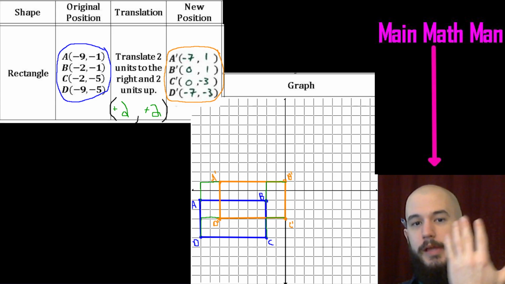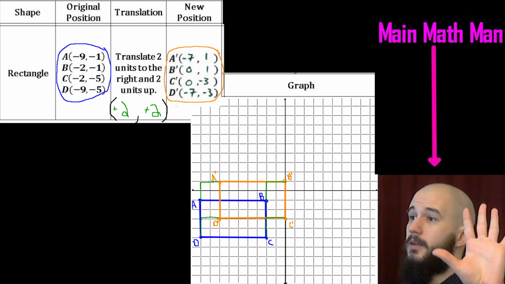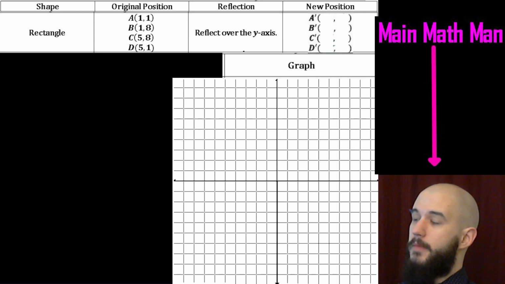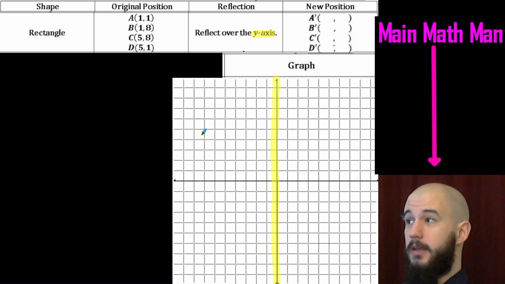So now, just like your hand, there's always a back to it. Sometimes it's blank. On back, flipping to the back, you have reflections, and so you're going to have the pre-image as those points A, B, C, and D, and then it's saying to reflect over the y-axis. And so anytime you see reflect, you want to highlight that axis that you're going over. So I'm saying I'm going over the y-axis, and the reason why I'm doing that is because it's a lot easier to see.